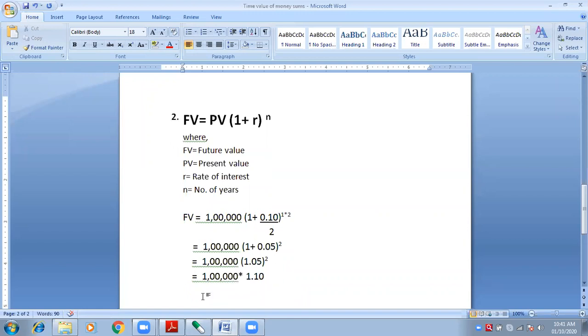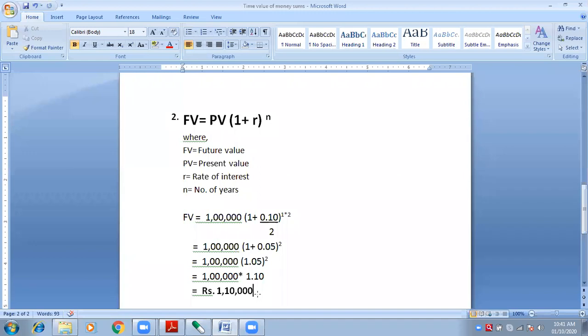And if we multiply it with 1 lakh, it is 1 lakh 10,000. 1 lakh 10,000 what? Rupees. Okay, 1 lakh 10,000 rupees. So the final answer is rupees 1 lakh 10,000.